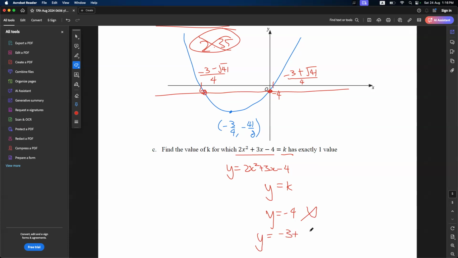-3 plus the third, 41/4. Okay, wrong also. This will be somewhere here, which is again still 2 values. William, what's the right answer, or wrong answer? Make it fast.